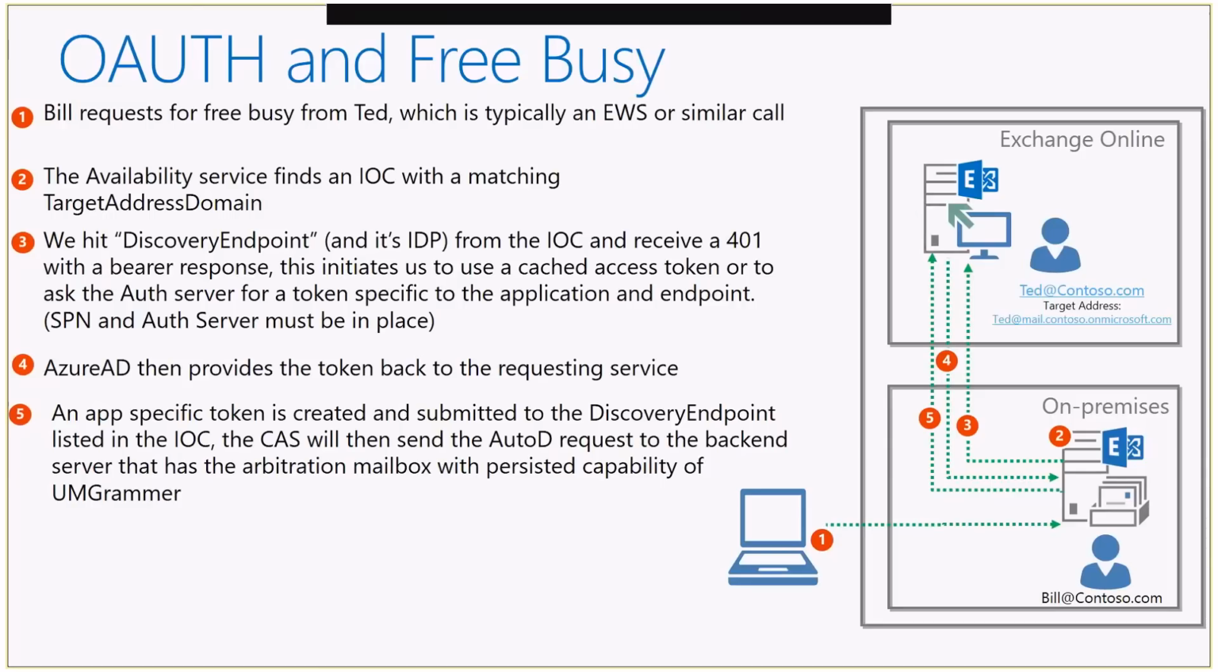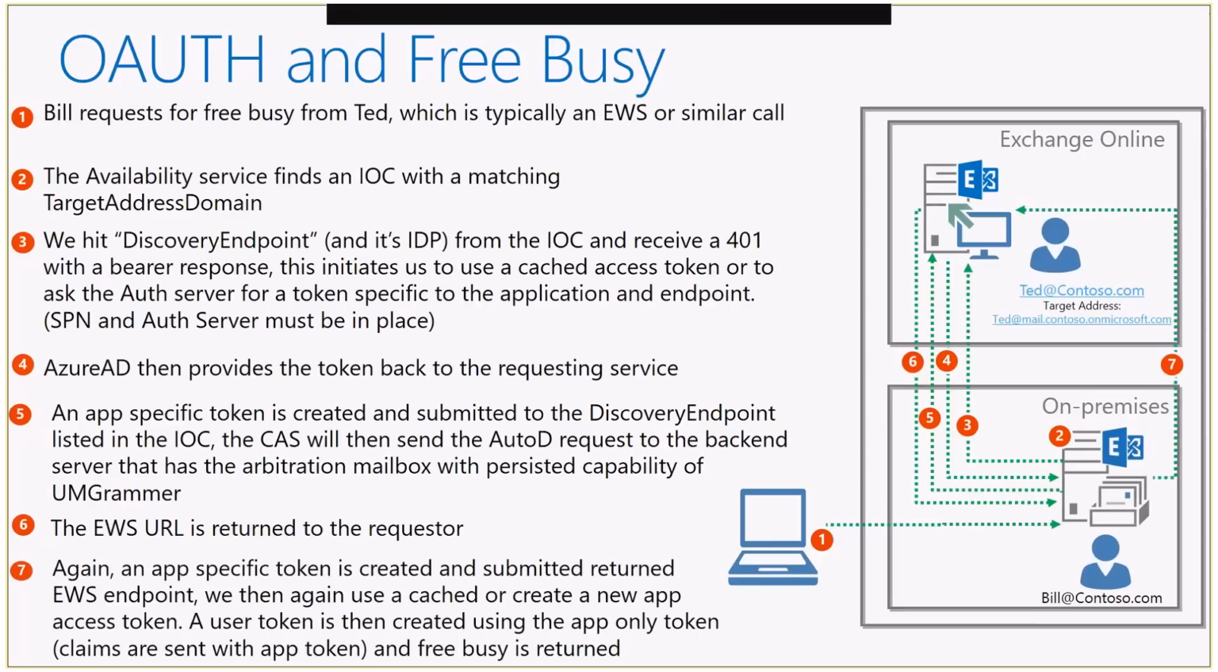It's not something we plan on sticking with, but that is how it works today. There are some performance implications that could come because of that design, which is one of the reasons we're trying to get away from that design. But today, that's how it works. Then the EWS URL is returned to the requester, and then we send another application-specific token request along with a blob that says the type of information we want, and then we get the free/busy information returned.